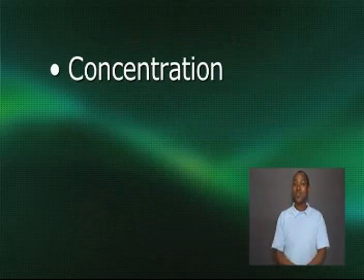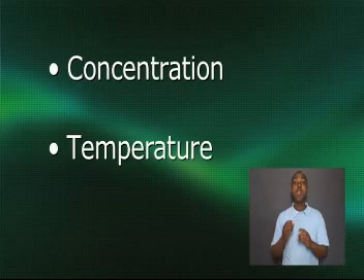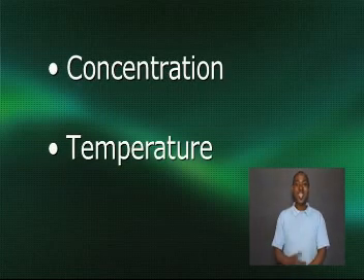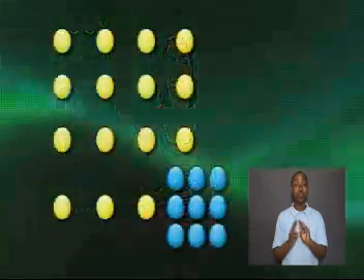Concentration affects the rate of diffusion. Temperature also affects the rate of diffusion. If the temperature increases, the particles move quicker, creating more random movement. As random movement of particles speeds up, diffusion will take place more rapidly.